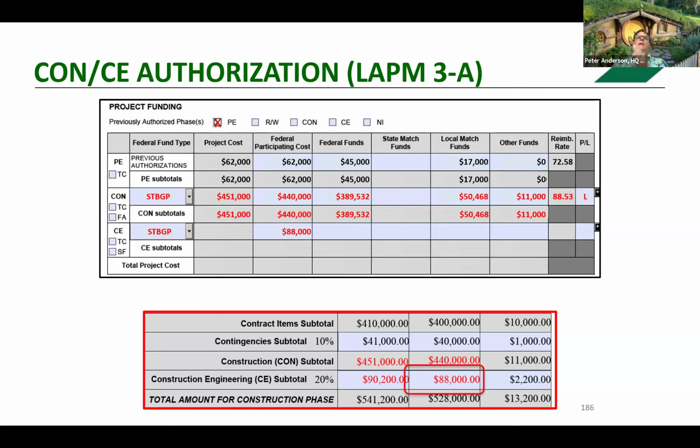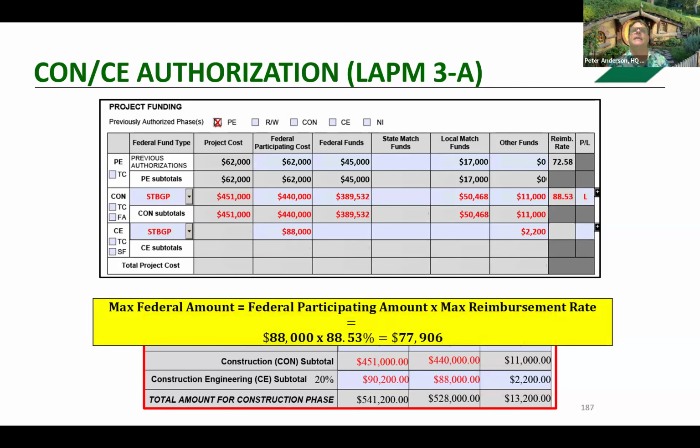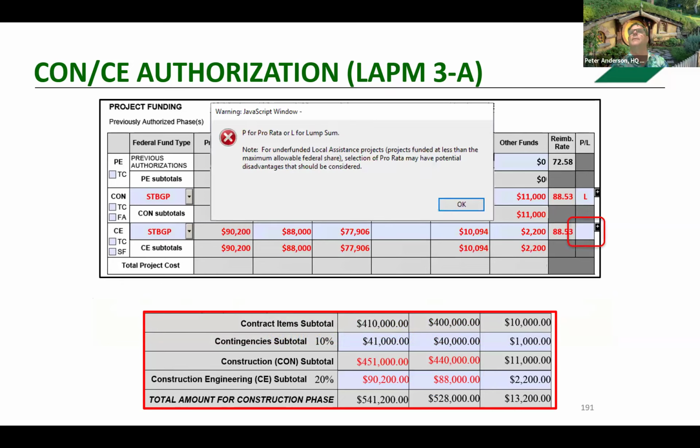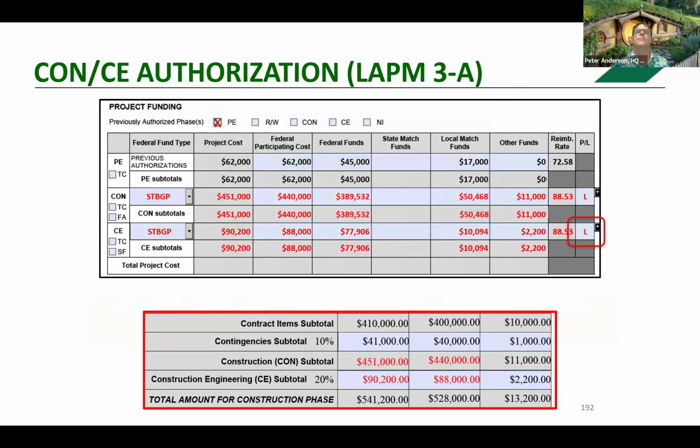So we're going to do the same thing for the construction engineering. Take the 88,000. We assume other funds are covering the cost of the utility. Maximize the federal funds as much as possible. Get our reimbursement ratio up there. We have to have a match. Again, the total costs, CE totals, and of course, we've got to do pro rata versus lump sum again. We're doing lump sum. And as this is going on, all the project total costs are actually being accounted for.